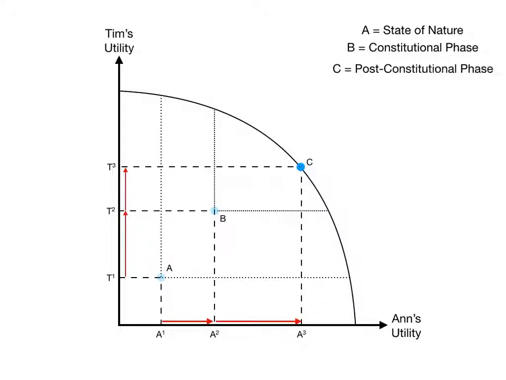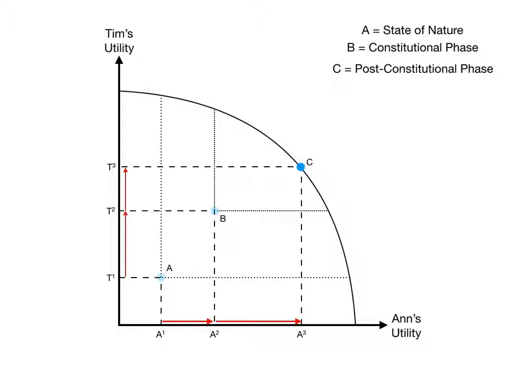And so through the constitutional phase and then the post-constitutional phase, that would be market transactions and other non-market transactions, they've been able to move from A to B and then from B to point C, and both are made better off. Notice now that they would not have agreed to anything had they moved farther down from point A, say to a place below the dashed line to the right of point A, or to the left of that dashed line going up from point A.